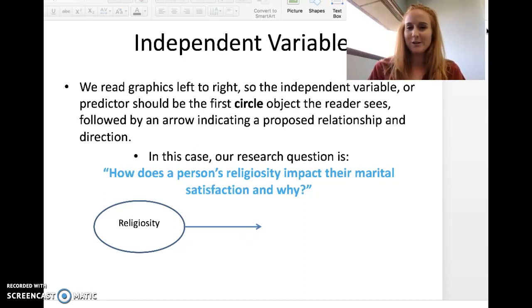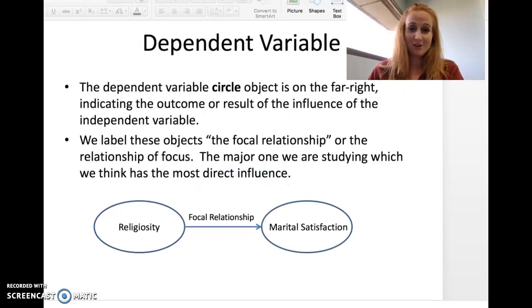In this case, we're going to do an example of a research question. How does a person's religiosity impact their marital satisfaction and why? So we're going to start with our predictor variable, religiosity. We think by knowing your religiosity, we can predict your marital satisfaction. So we would start with our independent variable, religiosity, put that in the bubble. You're all set. And then you do your dependent variable.